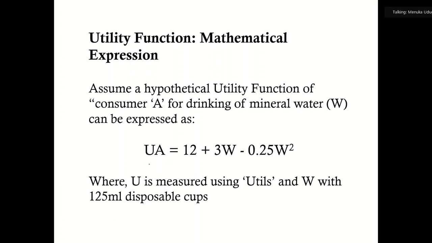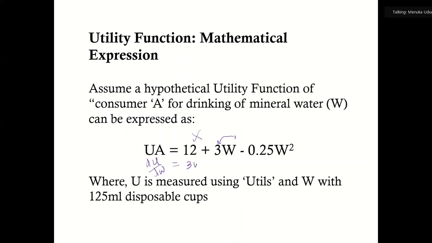Now we are going to differentiate dU by dW. We differentiate with respect to water. Now 12 we cannot differentiate because there's no W term. And a W term, now we try to differentiate. How do you differentiate this? The number is a coefficient, and you don't write 1. Okay? You multiply that by 3.